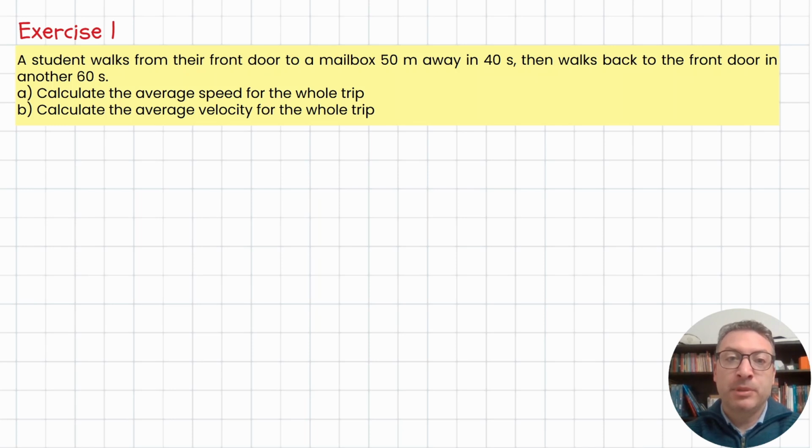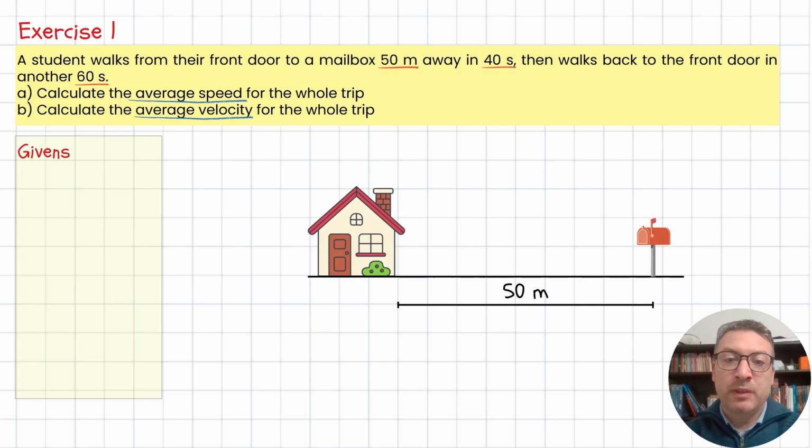So let's highlight the important data in the text and the unknowns that are the average speed and the average velocity. Let's try to understand what this data means in the context of our exercise. We know that the mailbox is 50 meters away from the house. The student walks from the house to the mailbox first, so this 50 meters represents the first distance traveled, and we will indicate it as d1 equals 50.